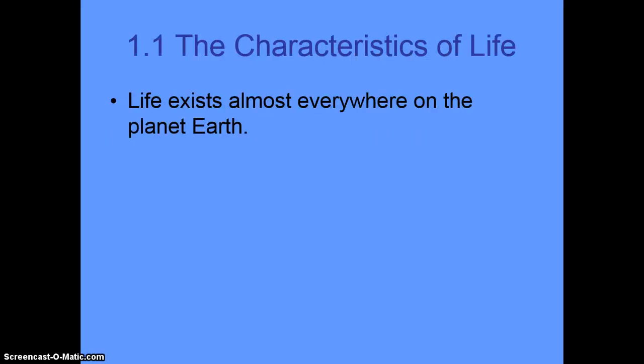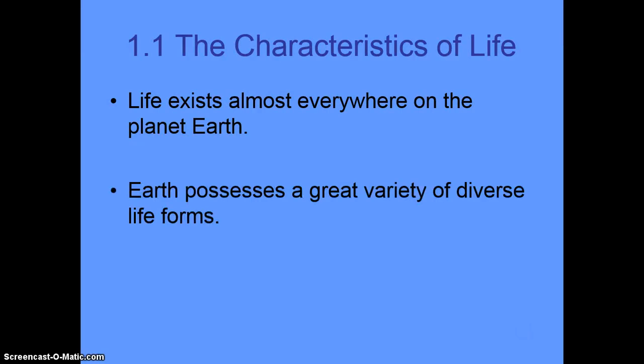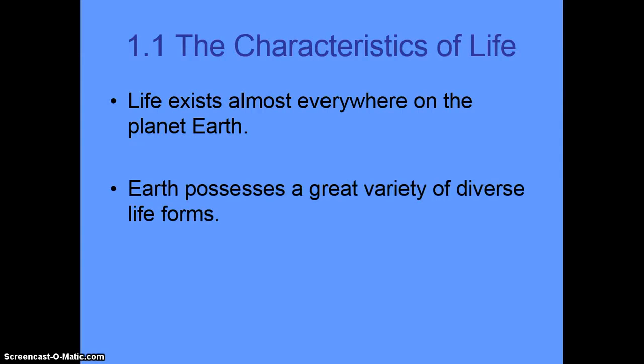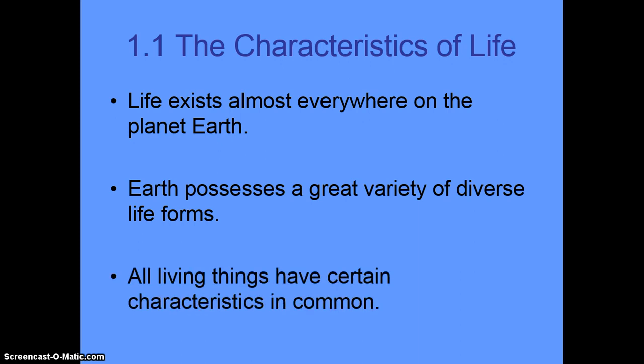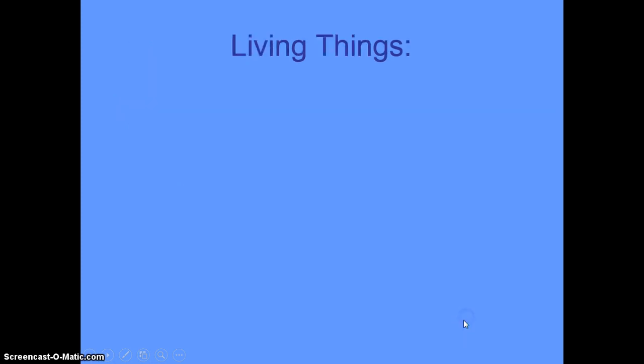So first of all, life exists most everywhere on the planet Earth. And the Earth possesses a great variety of diverse life forms. And that's really easy to see when you look at all the different organisms that you know that are alive around you here in Missouri, much less the ones we know are available in the tropical rainforest. All living things have certain characteristics in common as well. And we're going to take a look at those things that they have in common to be considered alive.